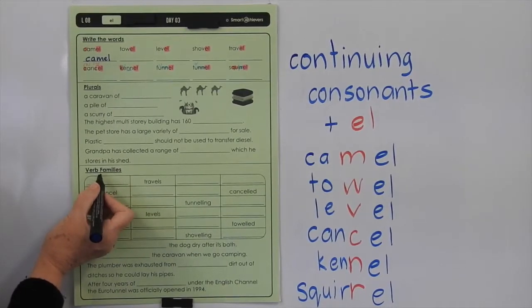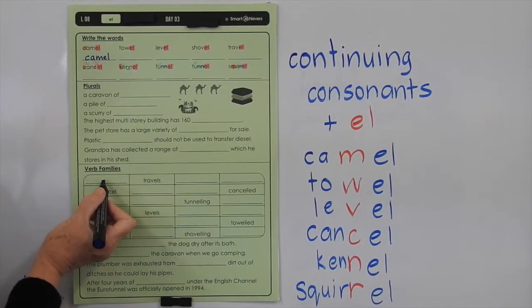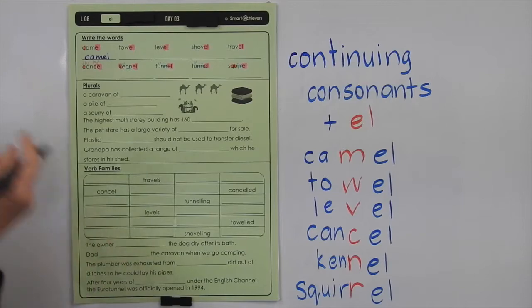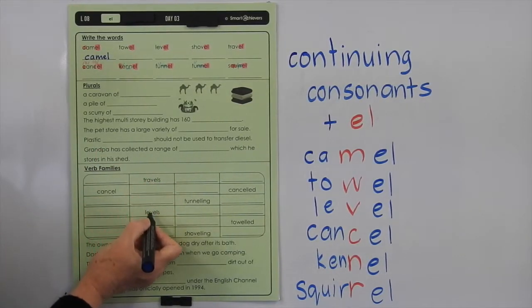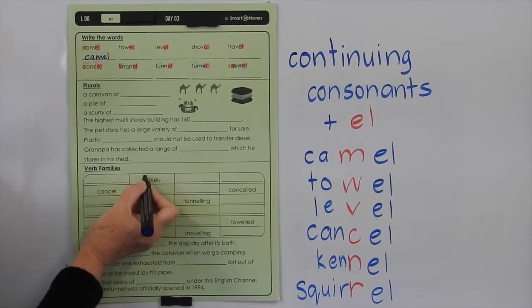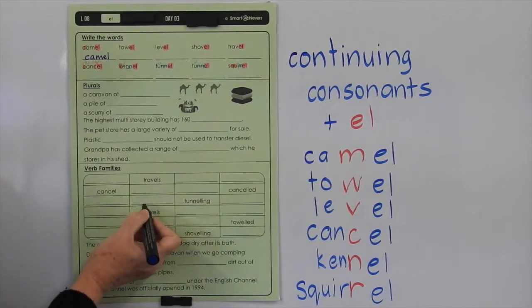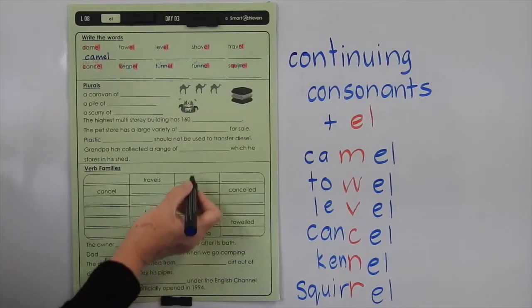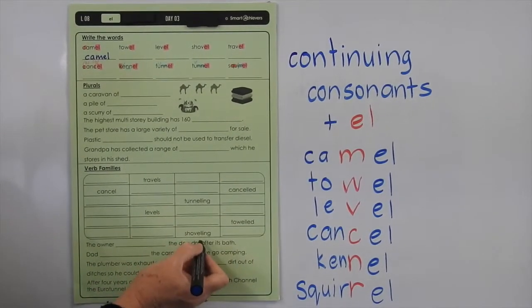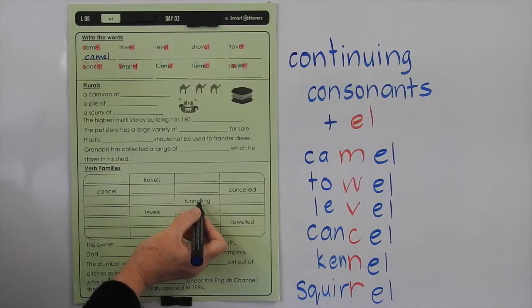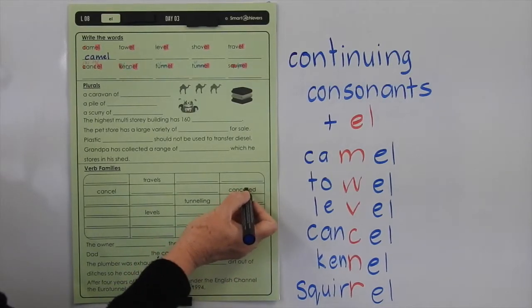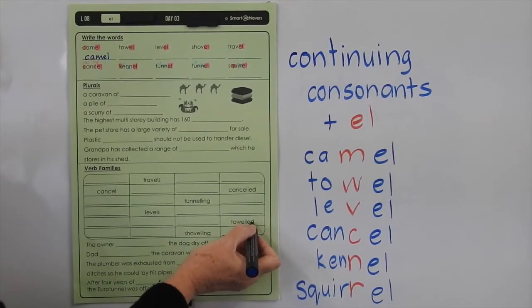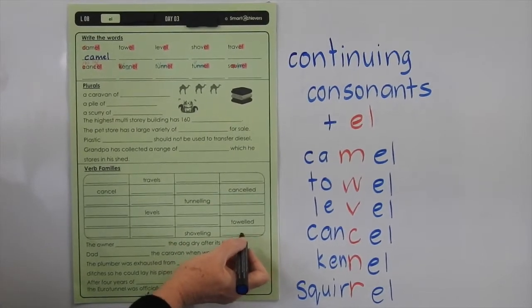Verb families, so first of all you have to write the base word here with nothing added to it. Then here we're commonly adding the S to make it, say, travels, cancels, tunnels, etc. Here we're adding the ing to these words. Now, if you notice here, we're doubling the L before we're adding the ing in these words, and here we're also doubling the L before we add the ed to these words.